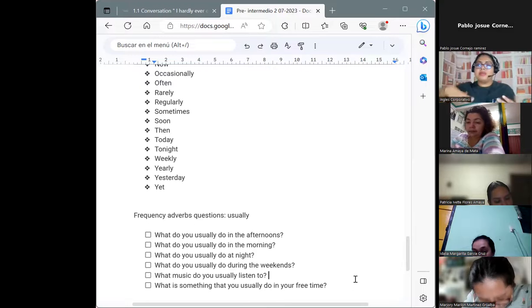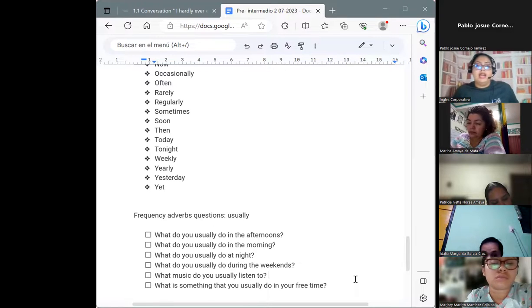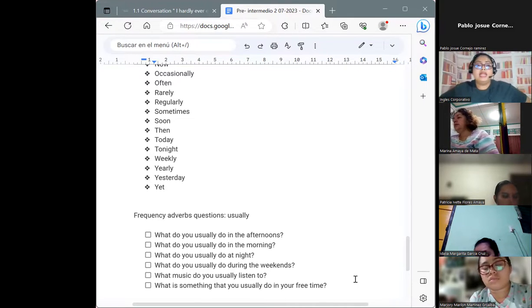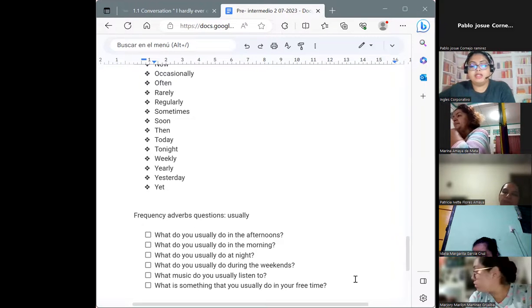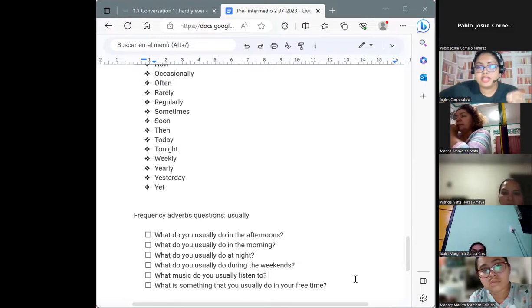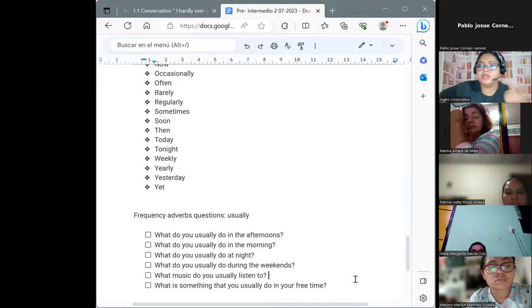Por cosas que normalmente, usualmente, nosotros hacemos durante los diferentes momentos del día. In the afternoons, in the morning, at night, also during weekends. What kind of music or things that we do in our free time. In this case, it's just to understand that we have different ideas. So, you have this question here. Read the questions, think about the different things that you do in the morning, in the afternoon, in the night, during the weekends. What is the music that you usually listen to? What is something that you usually do in your free time?